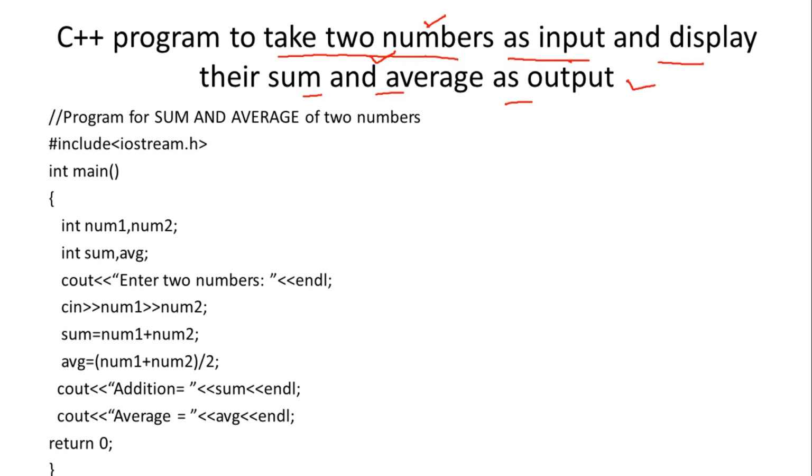So this is the program. The first line is the comment line. It is optional. The comment is: program for sum and average of two numbers. It describes the work that is performed by that program. Then the inclusion of the header file, hash include iostream.h. Then the main function, the start of main, and this indicates the end of main.